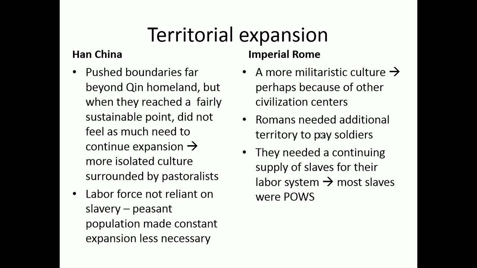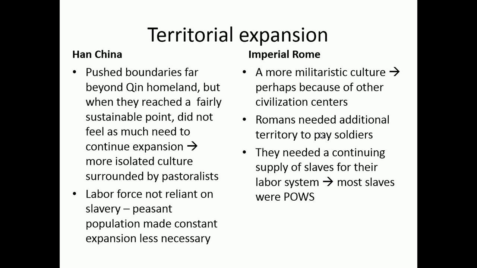Okay. Let's talk about Han's territorial expansion. We talked about this a little bit already, but the Han Chinese expanded on the previous dynasties, but because they were more isolated and surrounded more by pastoralists rather than other civilizations, they reached a point that had greater sustainability than Rome's did. In addition, their labor force was reliant on peasants rather than slaves, which meant that China didn't need to constantly expand in order to find a new source of labor. It had peasants at the ready.